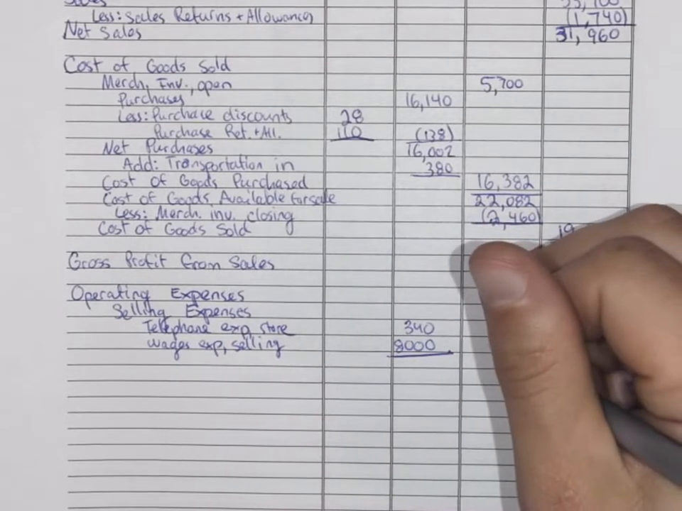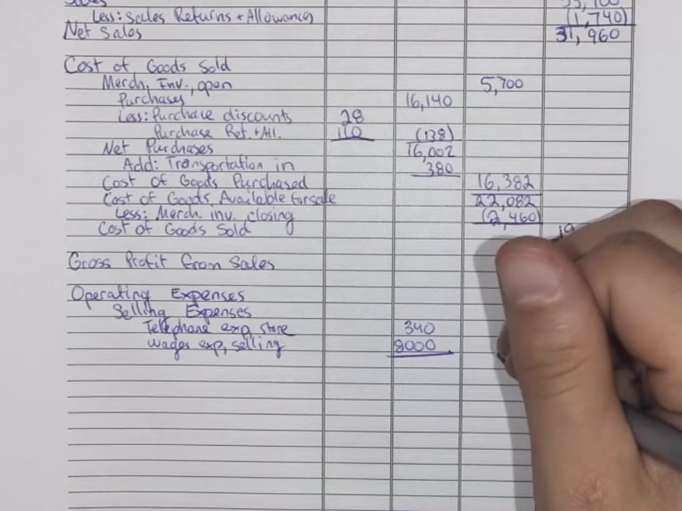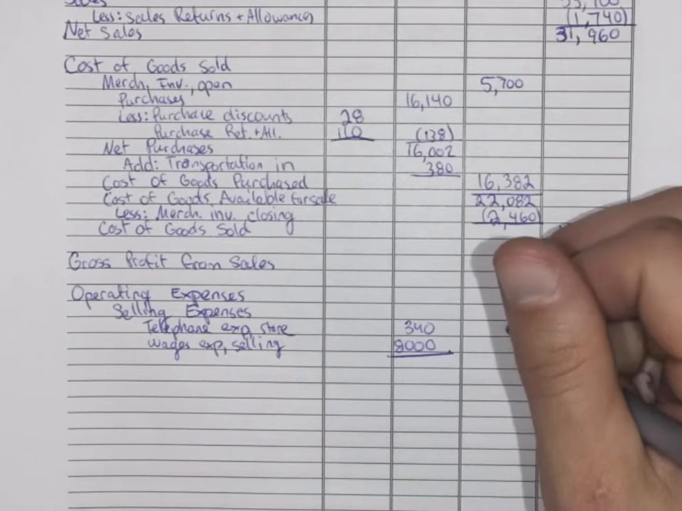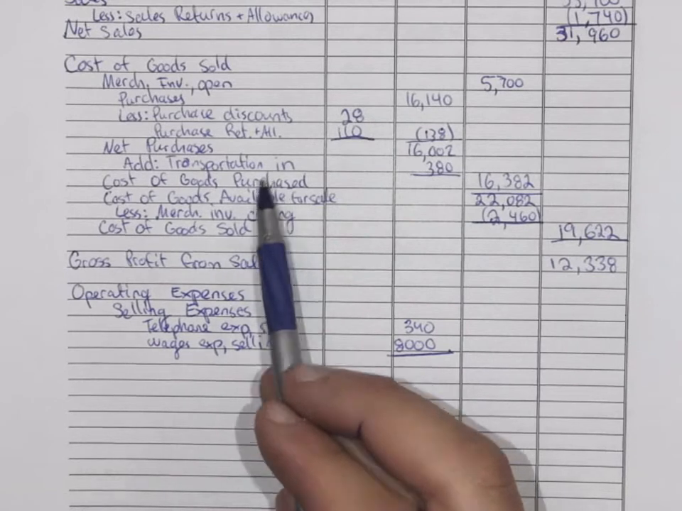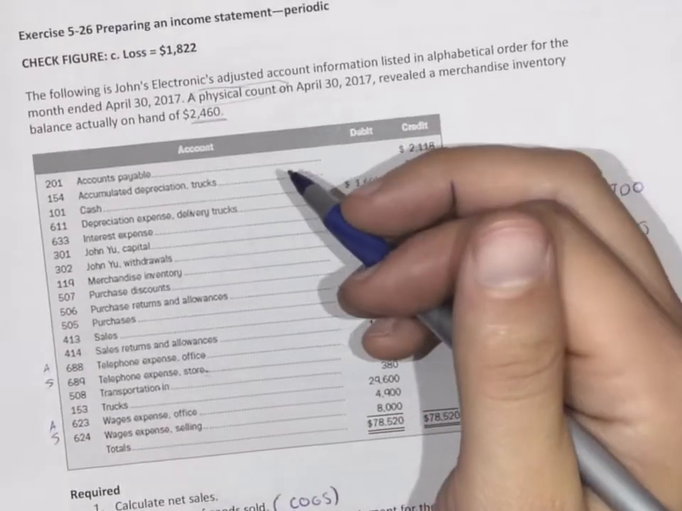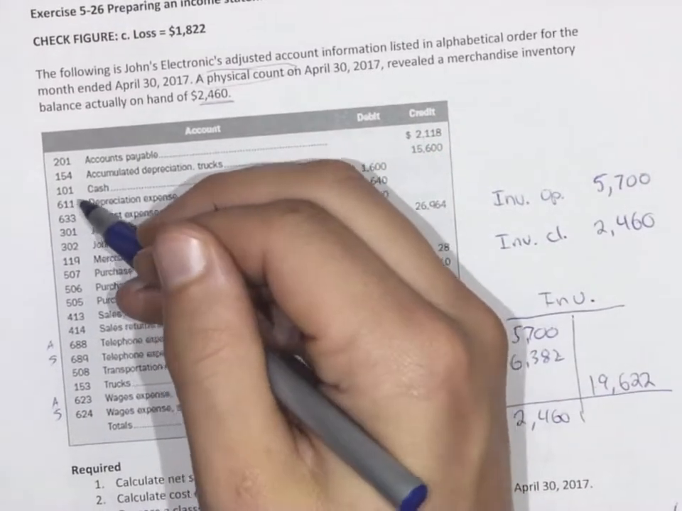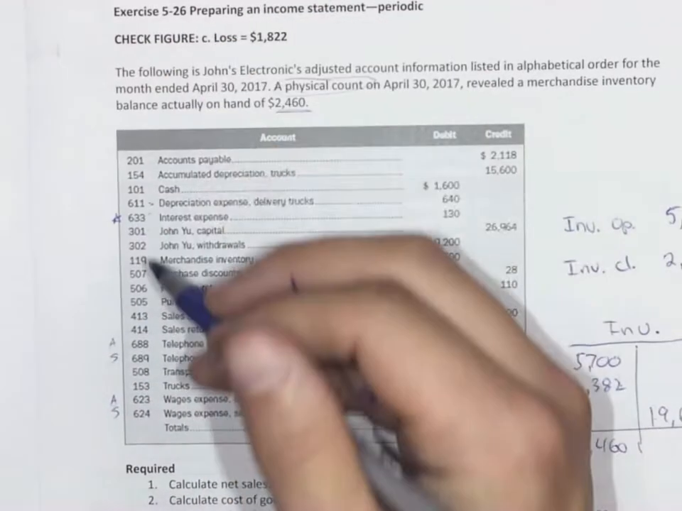What about the depreciation expense, delivery trucks? Are we considering this as selling expenses as well? The delivery trucks, the transportation? Yeah, depreciation expense delivery trucks, code 611. Oh, we have an interest expense too. Okay, so interest.